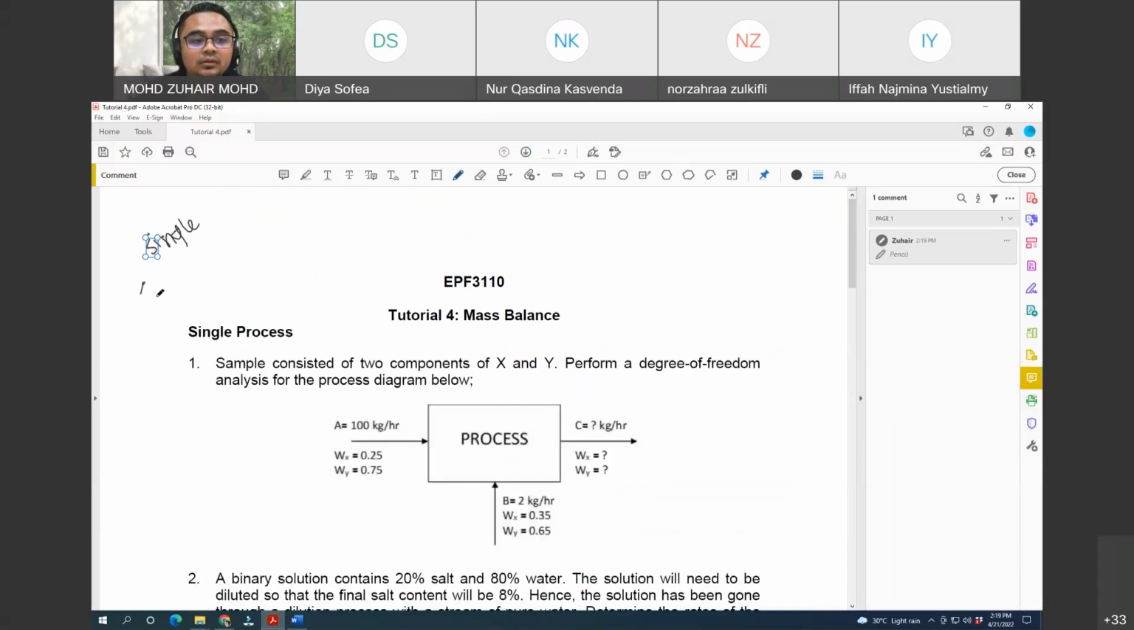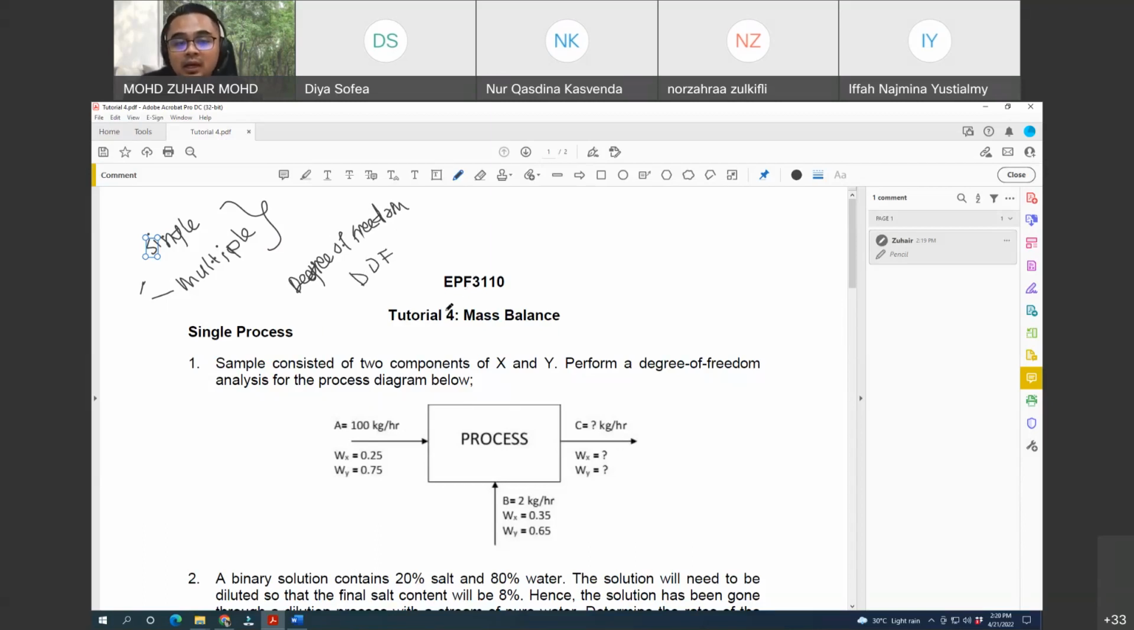Single and also multiple processes. Okay, when it comes to multiple processes, the calculation is longer because we have to consider each process in order for us to solve the mass balance. But at the same time, in order for us to do this calculation of the mass balance, we need to do a degree of freedom analysis, or we just call it DOF for short.